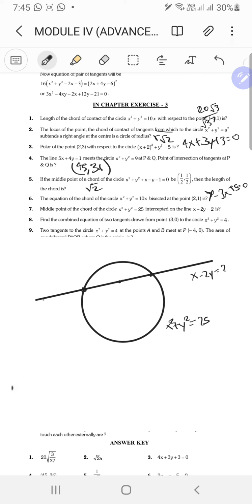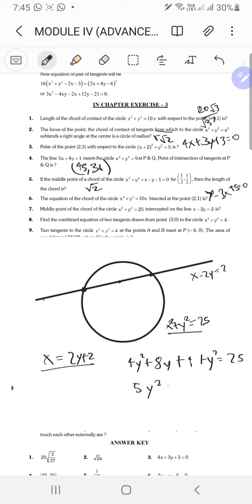I've done these kind of problems once. So let's just write x equal to 2y plus 2 first of all, and let's put this into that. So 4y squared plus 8y plus 4 plus y squared equal to 25, right? Okay, so 5y squared plus 8y minus 21 equal to 0.